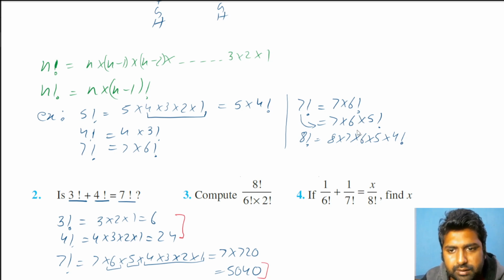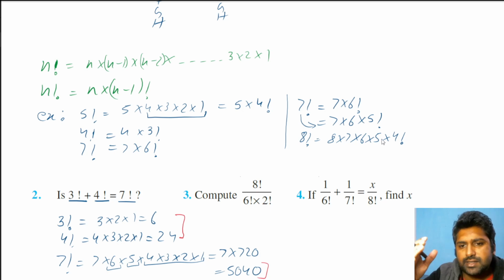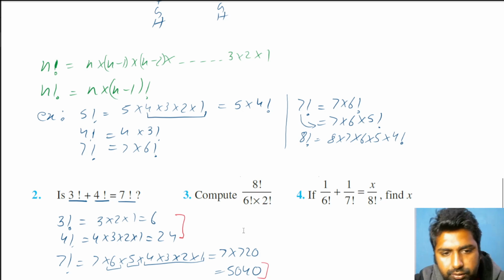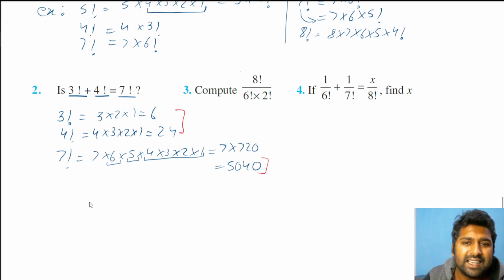If you want to break in multiple steps, you can, or you can break them directly also. 8 factorial is 8 into 7 into 6 into 5 into, now you want 4 factorial, so write down 4 factorial. It means 4 factorial basically, not 4 into factorial. Why is that helpful? To solve these kinds of questions.